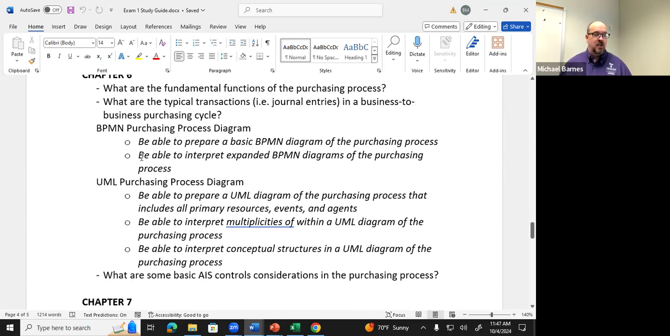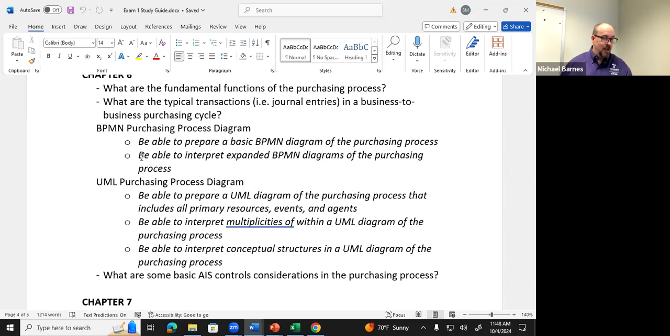Going on here, there's going to be a lot of repetition. Again, for the purchasing process, you do need to understand how to record transactions in a purchasing cycle. All right, so make sure you're familiar with that. You need to be able to create a basic BPMN diagram, 1 lane. You do need to be able to recognize transactions at certain points. So the transaction recognition points. This one's going to be about the recognition of accounts payable or when the cash disbursement occurs.